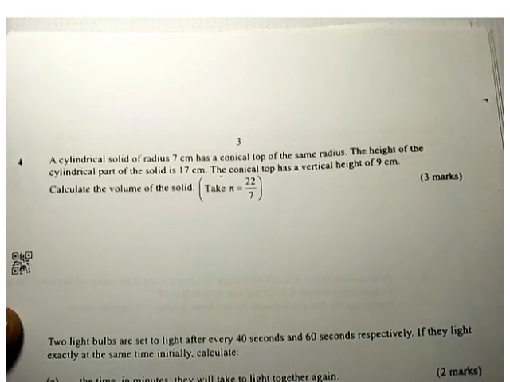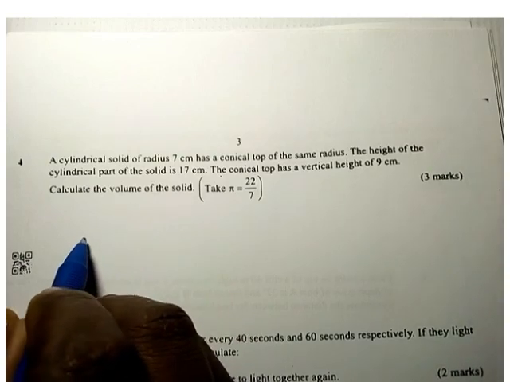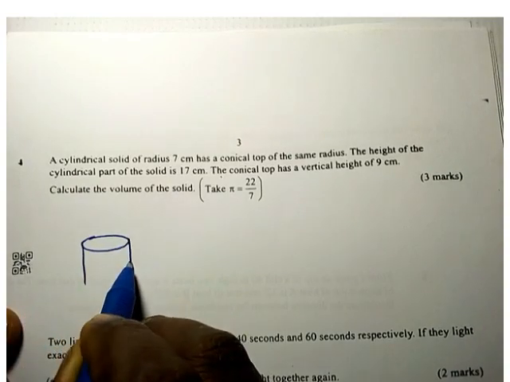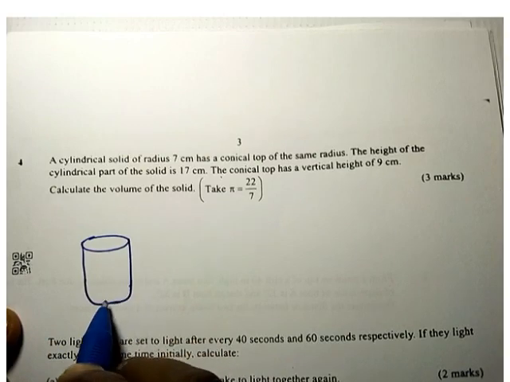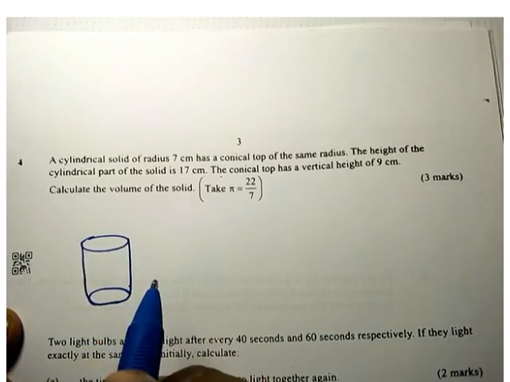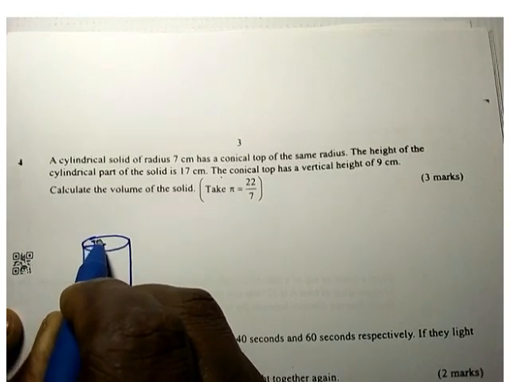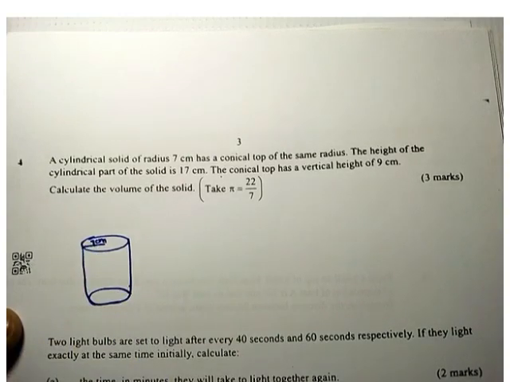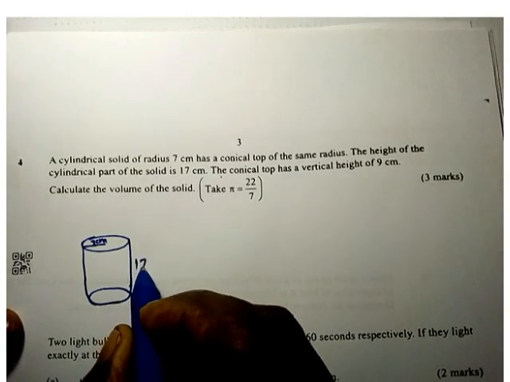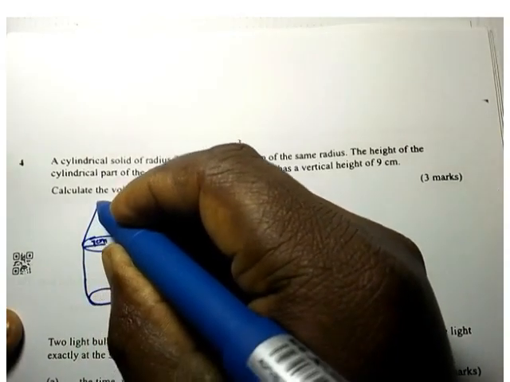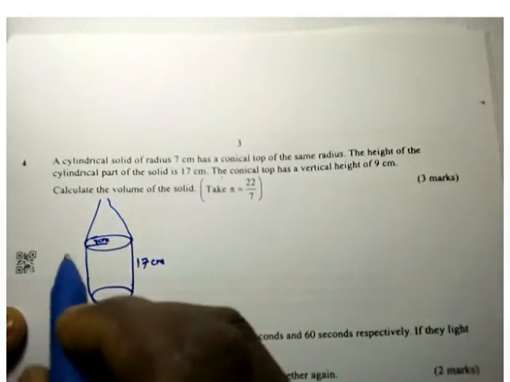So let us try to draw the solid. So first we have a cylinder, and the cylindrical solid has a radius of 7 centimeters. The height of the cylindrical part is 17, so the height is 17 centimeters. The conical top, so it has a top that is a cone. So you extend this one to form a cone like that.